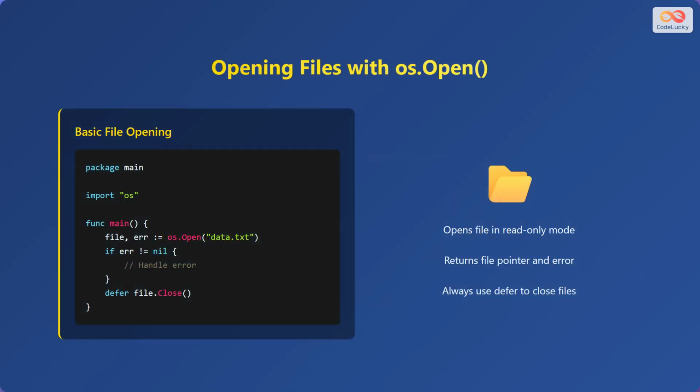Let's start by opening files. The os.Open function is used to open a file in read-only mode. It returns a file pointer and an error value. It is important to handle the error to ensure that the file was opened successfully.